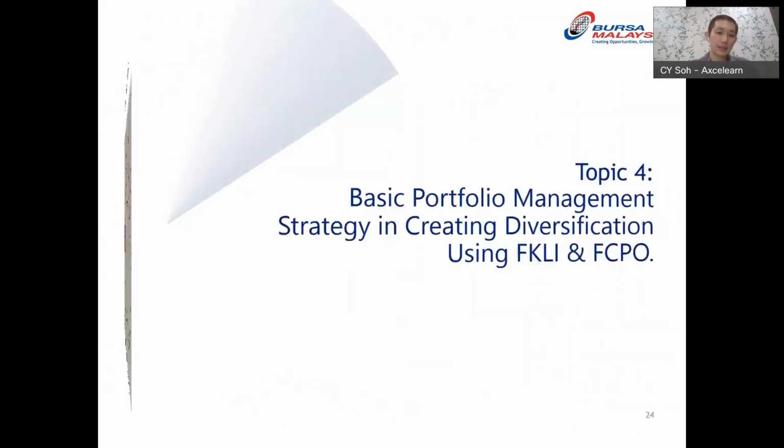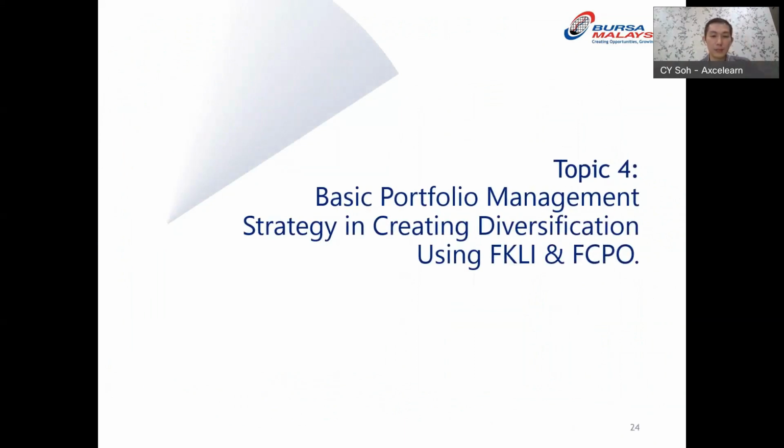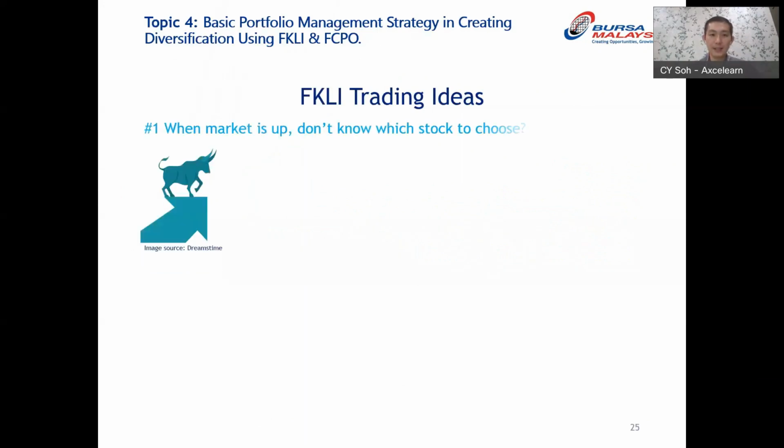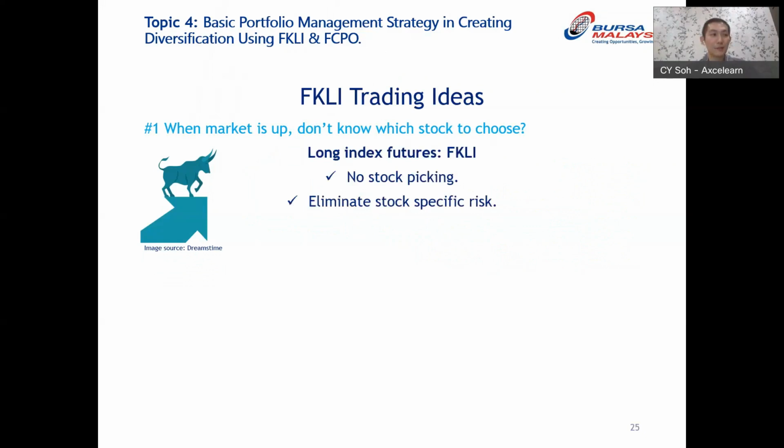Now let's go on to the last topic here, the basic portfolio management strategy. I'm going to share with you some trading ideas. First, on FKLI trading ideas: let's say the market is up and you do not know which stock to choose. This is where you can go long index futures. Remember FKLI, because why? You do not need to do any stock picking. You don't have to decide which industry to choose from. You can totally eliminate stock-specific risk and even industry risk. You just need to long FKLI, that's it. Just follow the general market direction and you only have market risk.